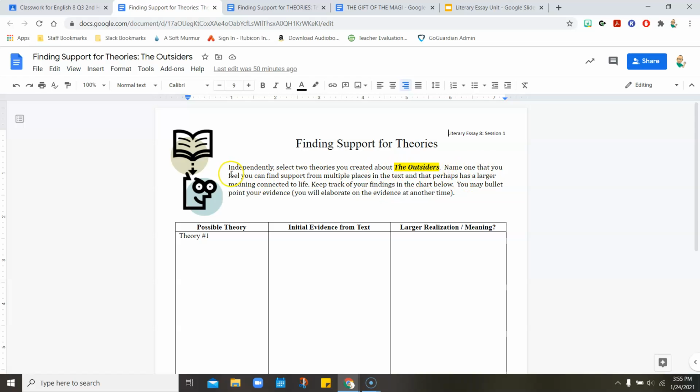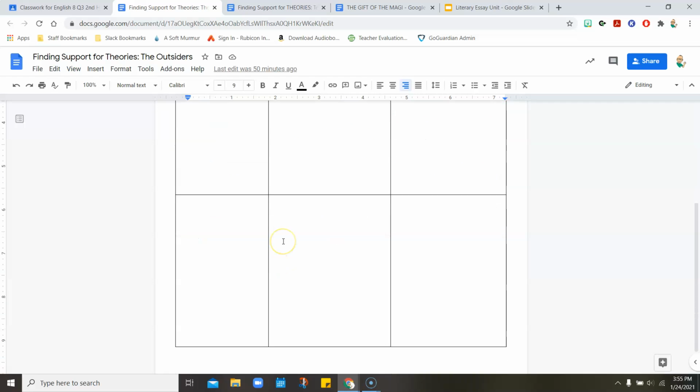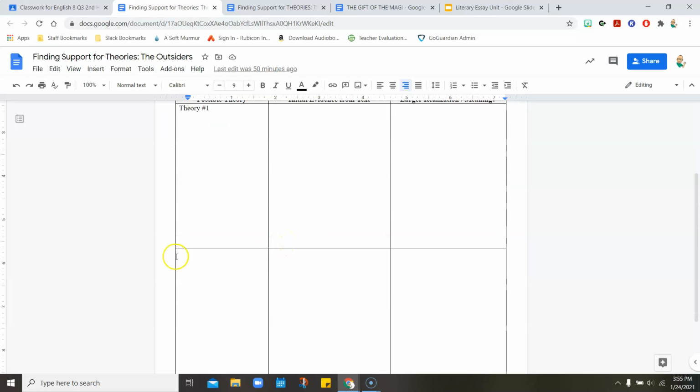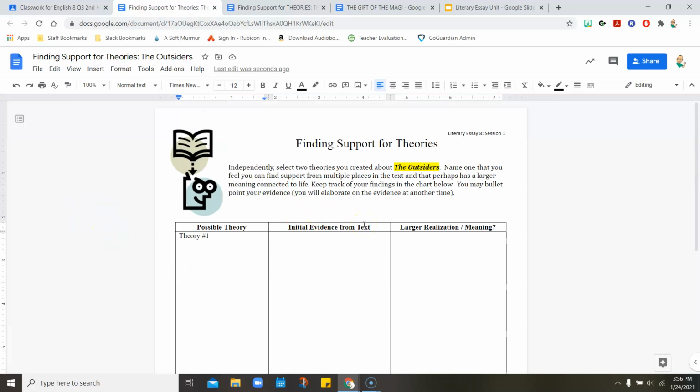Name one that you feel you can support from multiple places in the text and that perhaps has a larger meaning connected to life. Keep track of your findings in the chart below. So I have a spot here for 2 theories. You got theory 1. Let's write theory number 2. Okay. So this is where you need to think about this.